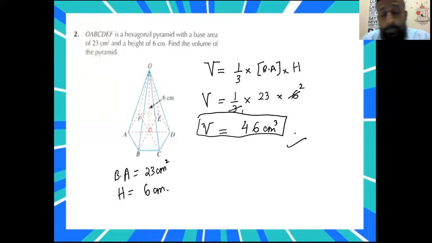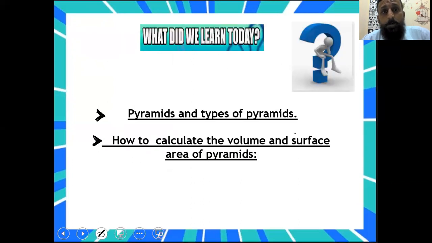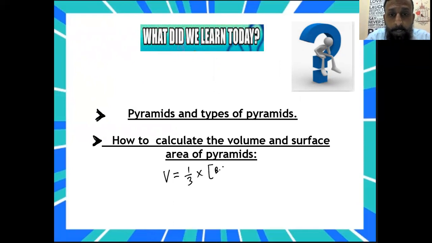So dear students, I hope this makes sense to you guys and you have understood the concept of it. We will be doing more questions in the upcoming lesson. Stay tuned. So dear students, what did we learn today? We learned today about pyramids and the different types of pyramids. And we've also learned how to calculate the volume of the pyramid by using the formula 1 upon 3 multiplied by the base area multiplied by the height.